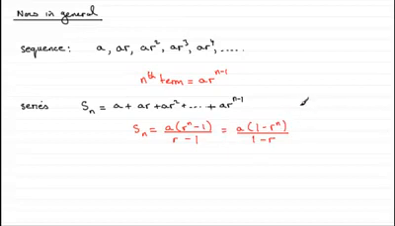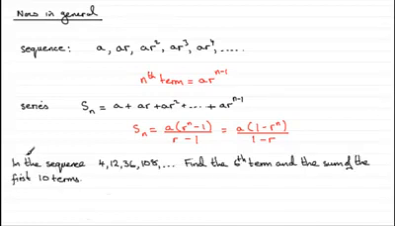Now, I'd like to just do you a quick example on using these two formulas. We've got a sequence 4, 12, 36, 108 and so on, and we've got to find the sixth term and the sum of the first 10 terms. Now clearly this is a geometric progression. You can see that we're multiplying each term by 3.